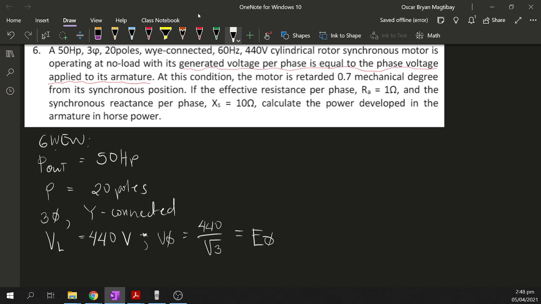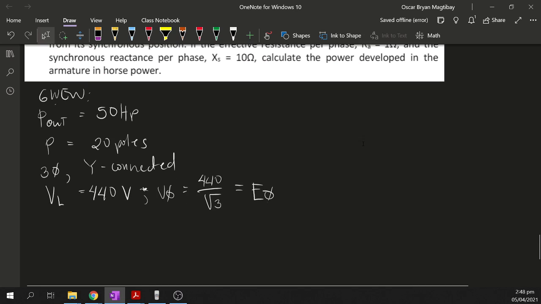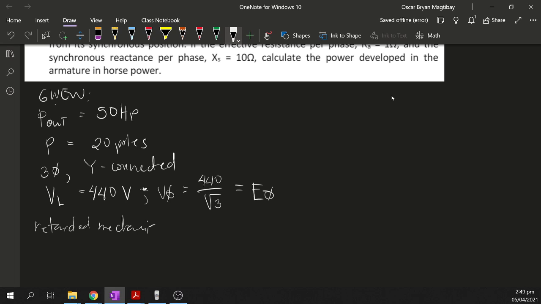Tatandaan po natin yan. So that is E phase. At this condition, the rotor is retarded at 0.7 mechanical degrees. Ito yung ating retarded mechanical degree. This is actually 7 degrees mechanical.